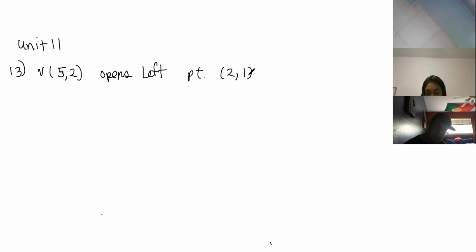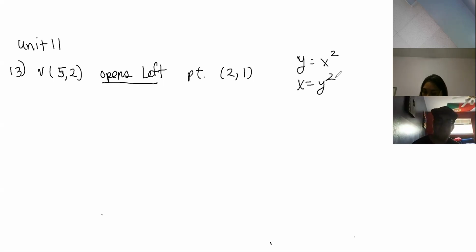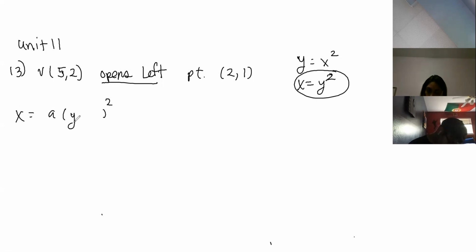Okay, so what you're going to do is, if it opens left, then it must be a parabola because circles don't open either way, nor does an ellipse, and a hyperbola opens up and down or right and left. So if it's just opening left, it must be a parabola. Since it's a parabola, is it y equals x squared or x equals y squared if it's opening sideways? X equals y squared. Okay, so x equals a quantity squared, y minus k, plus h.